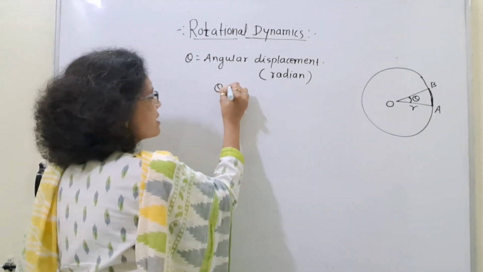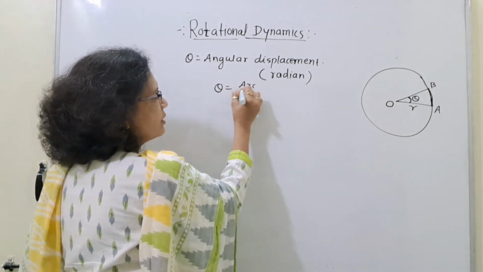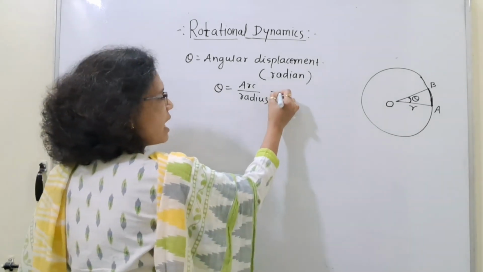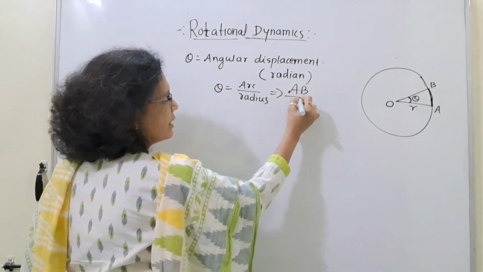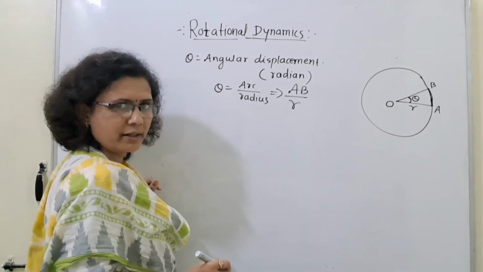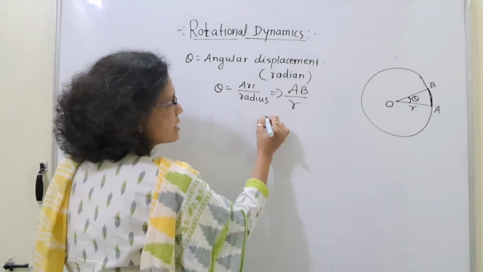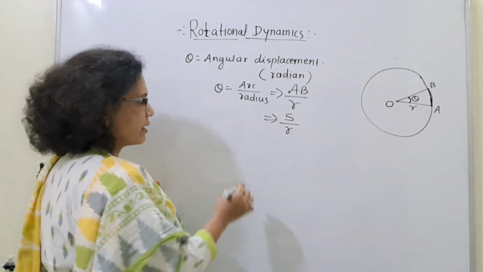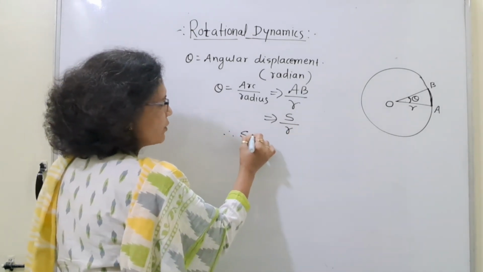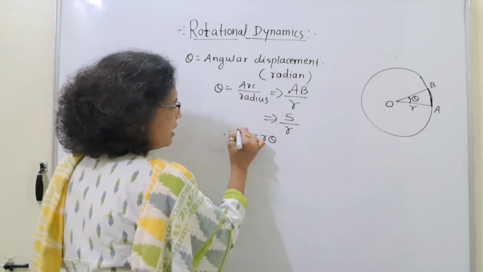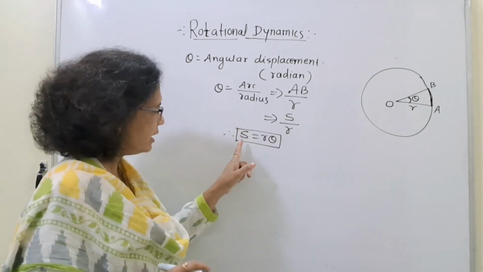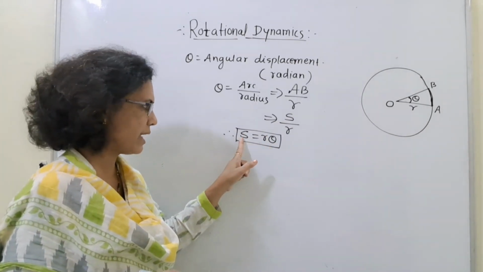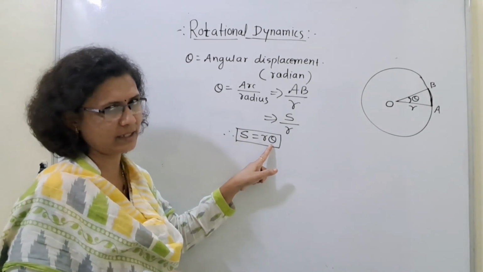Theta is equal to arc upon radius. What is this arc? Arc is nothing but AB, and radius is r. So I denote this AB as the linear displacement s, and radius r. Therefore, s is equal to r theta. This is the relation between linear displacement and angular displacement theta.